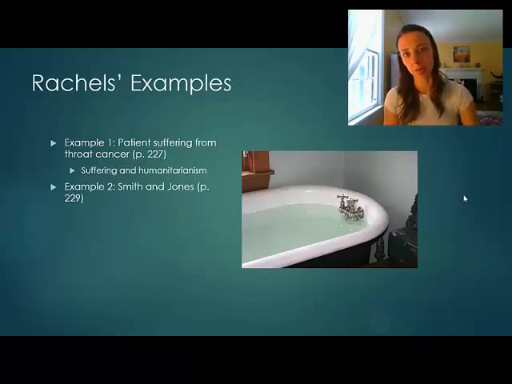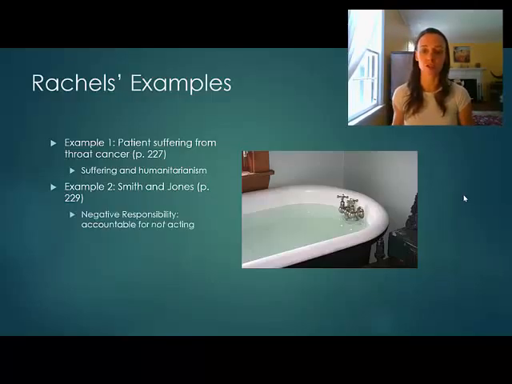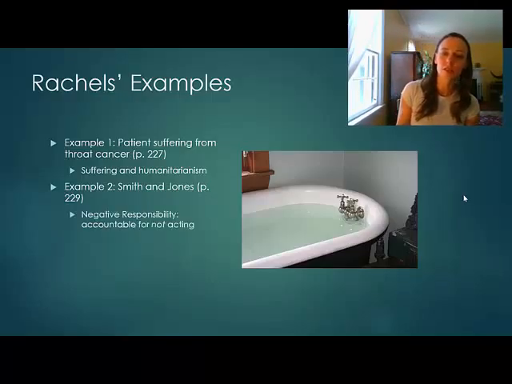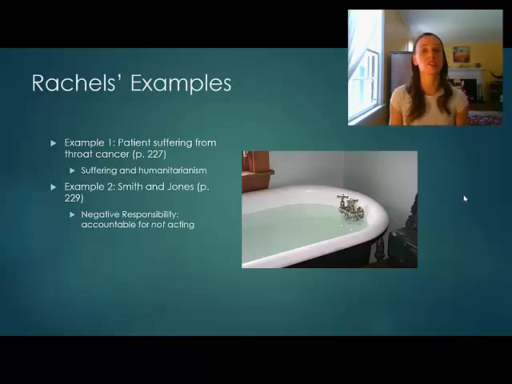The second example of Smith and Jones, given on page 229, is going to illustrate the notion of what we saw under utilitarianism of negative responsibility.